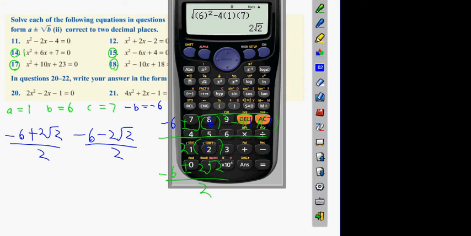So when I do this, what I'm going to do is start off with the fraction button, then press minus 6 minus 2 square root of 2. Oh sorry, it's plus 2 root 2 for this one. Okay, plus 2 root 2 all over 2.